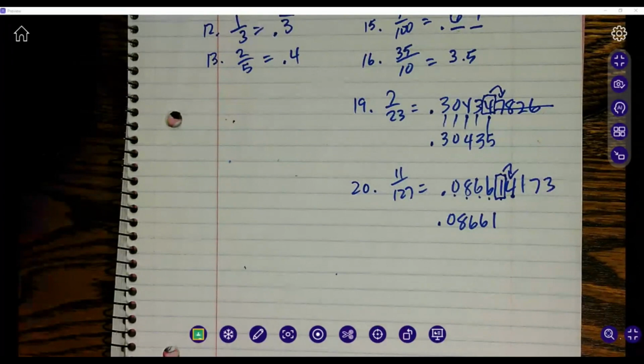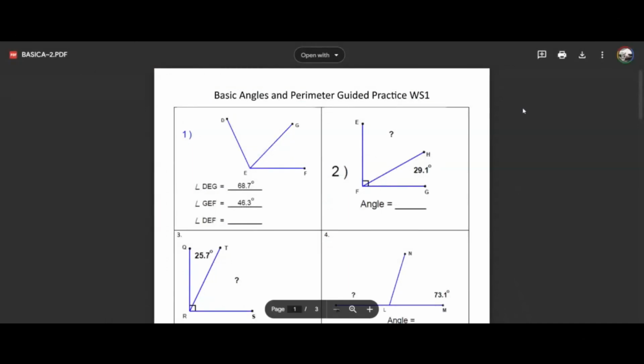Then the next one that we're going to do. Okay, it should say basic angles and perimeter guided practice worksheet 1 at the top. That's what it should look like. So if you want to print that quick, it's actually 3 pages. All right, and I'm going to switch back to my camera.